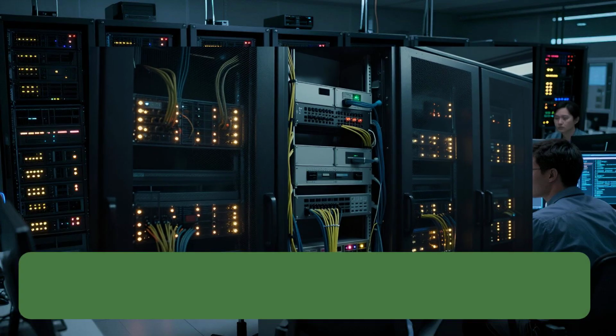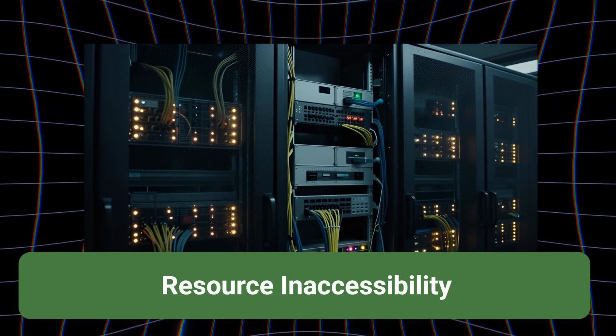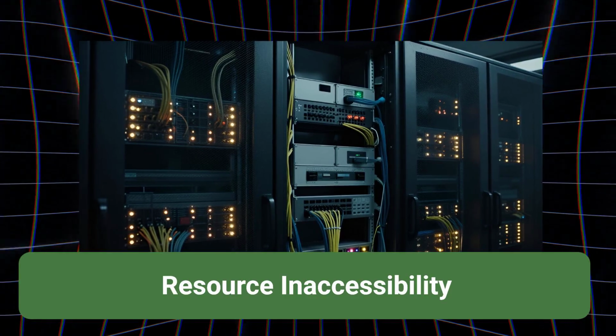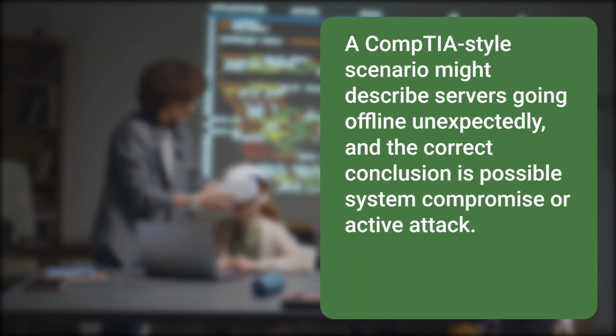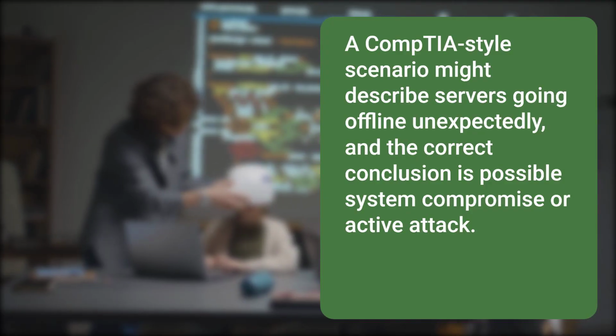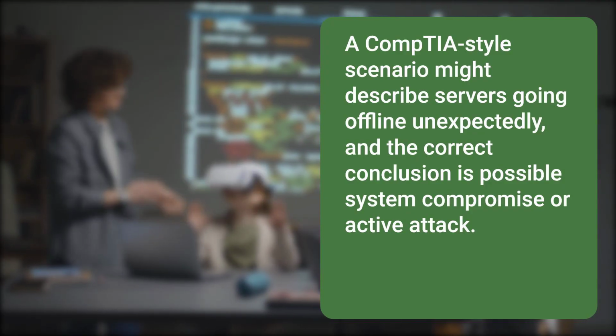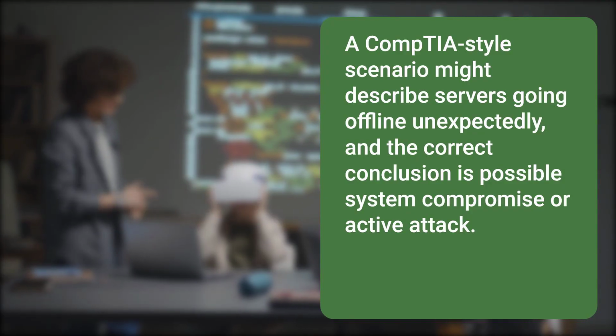Resource inaccessibility refers to critical systems or services suddenly becoming unavailable, which may result from an attack disrupting operations. A CompTIA-style scenario might describe servers going offline unexpectedly, and the correct conclusion is possible system compromise or active attack.